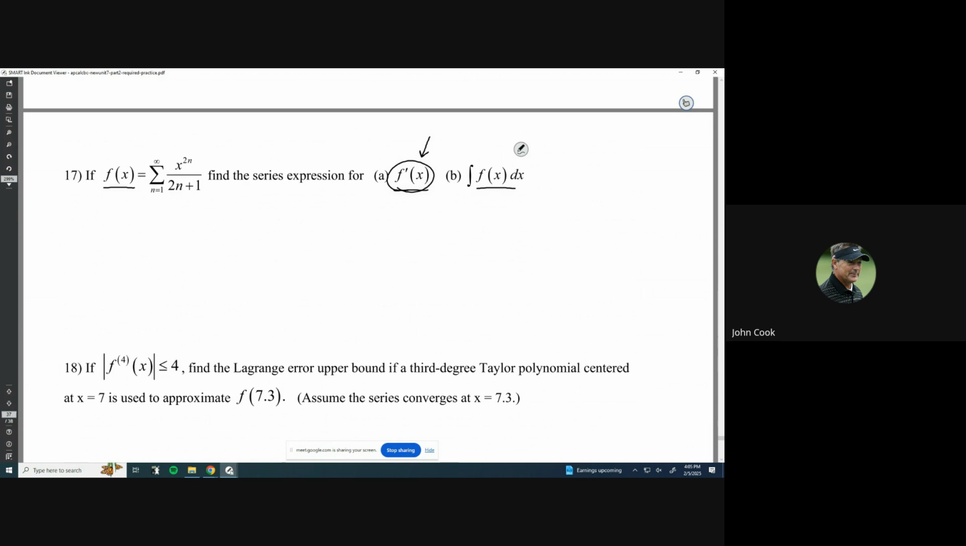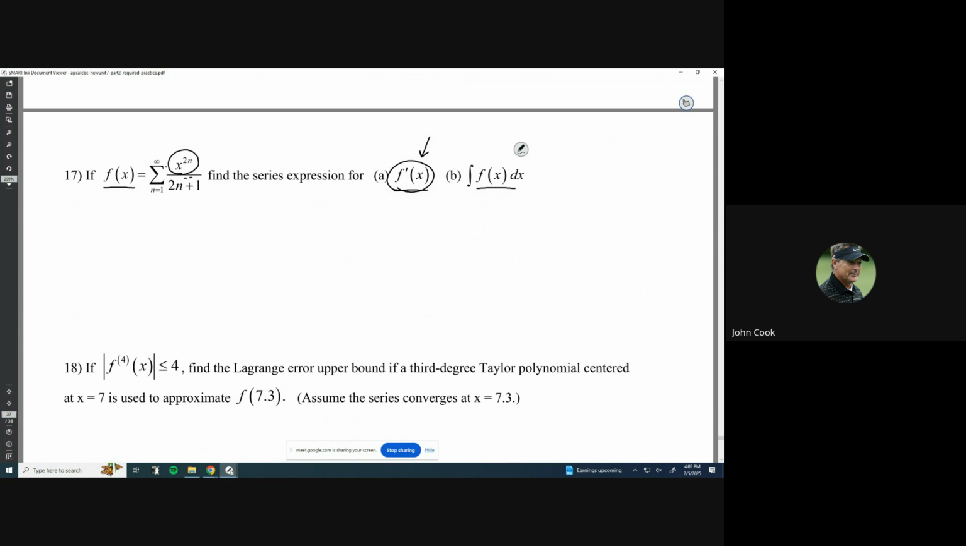So when it asks you to take the derivative, just look at the function with the x on it. That's it. So it's just this. That's what you take the derivative of. Just that: x to the 2n. All the other stuff, all of this stuff right here, all of it, just gives you a coefficient. That's it.